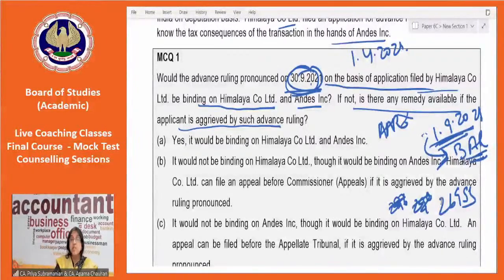And there's a new provision 269W which permits the applicant, if he is not satisfied with the ruling, if he is aggrieved by the ruling, to appeal to the High Court. So the correct answer is that it was pronounced on 30/9/2021, and it would not be binding on Andes.